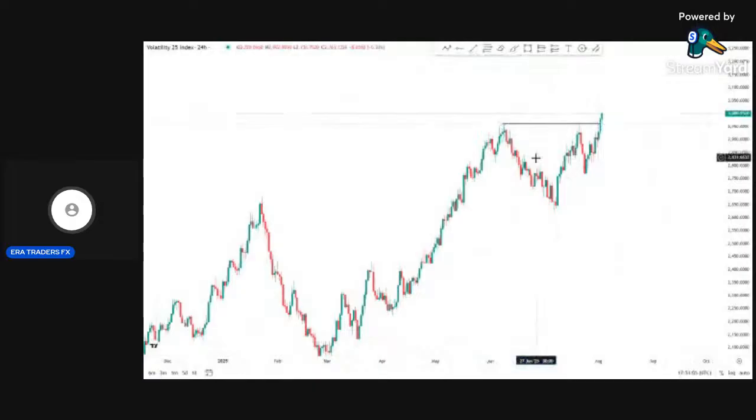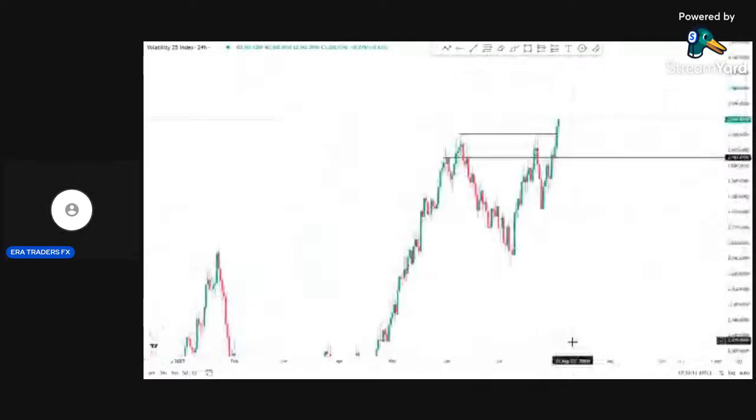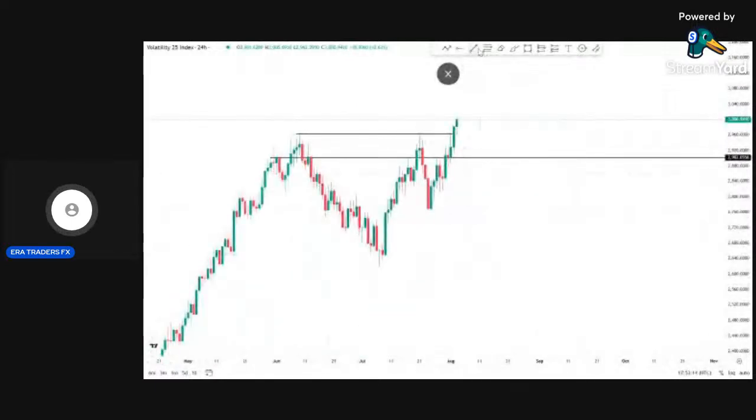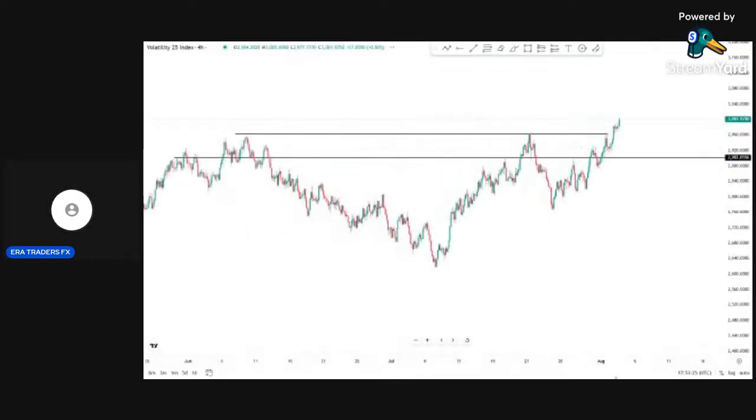Clean break of structure. Even if this buy wants to continue, it might continue from the liquidity flip. That's one, or price will just have to come all the way back into. Let me go to the 4-hour time frame to clearly show you. Like, see. Okay.